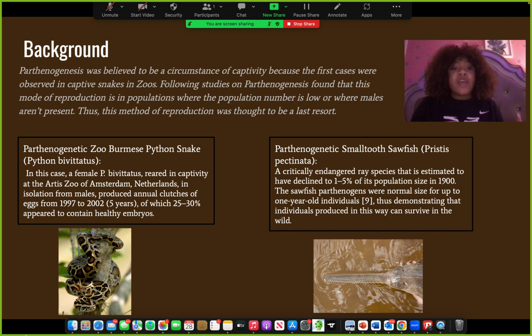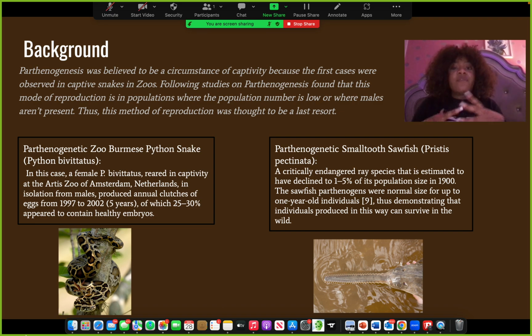So on the left, we have an article entitled Parthenogenic Zoo Burmese Python Snake. And in this case, a female Burmese python snake reared in captivity at the Artis Zoo of Amsterdam in the Netherlands, was in isolation from males. So she produced annual clutches of eggs between 1997 to 2002, of which 25 to 30% of her clutch appeared to contain healthy embryos.